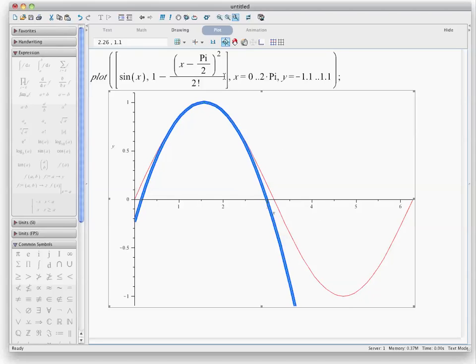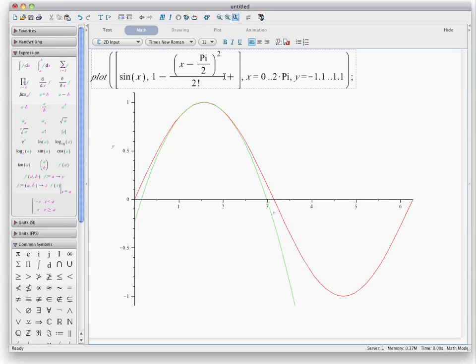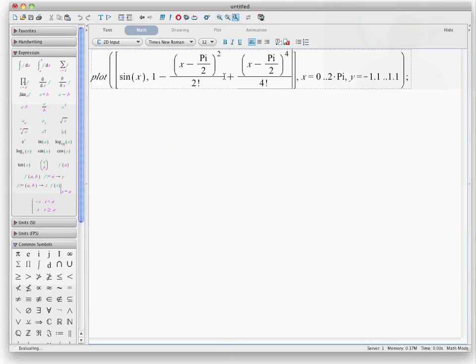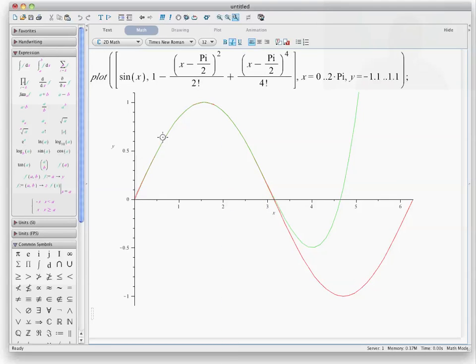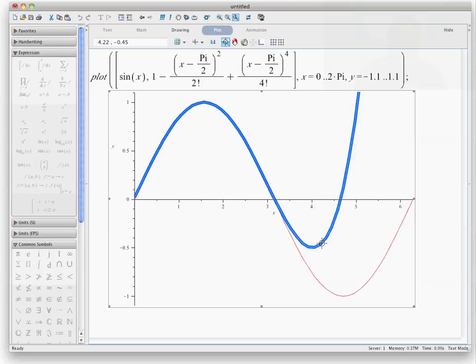So let's go ahead and add on the fourth degree. So this would be x minus pi over 2 raised to the fourth, and that would be over 4 factorial. So let's see what happens when I plot that. Well, see what happened is I got a much better approximation here, all the way up to pi, and then I start getting some separation. But you can see the general shape now is starting to match the shape of my original function, sine of x. There's sine, there's my approximation.